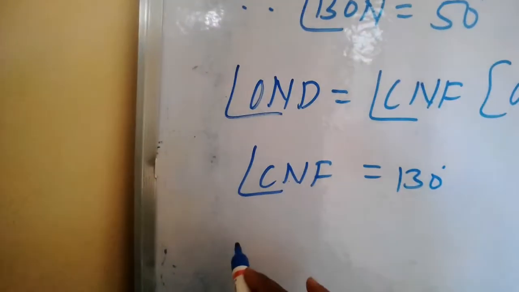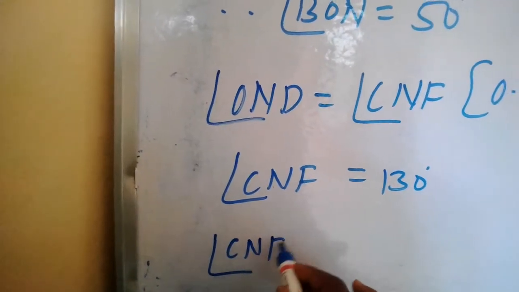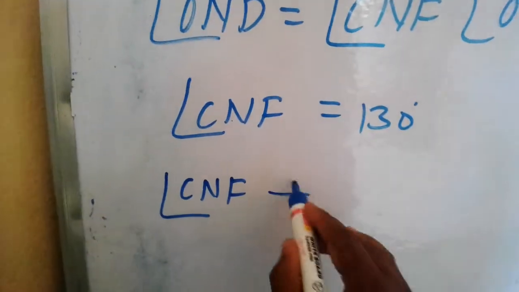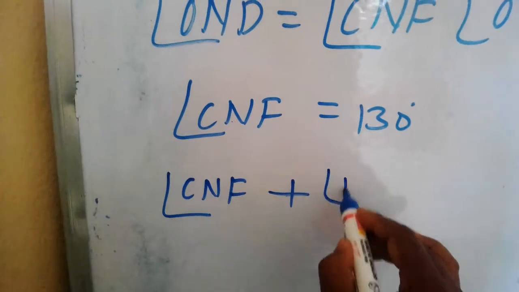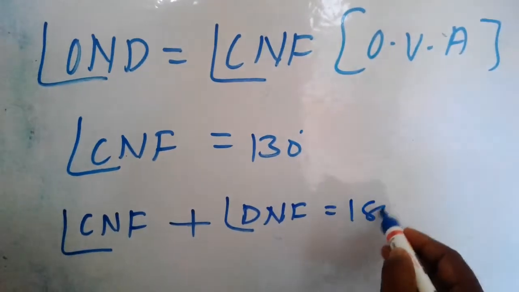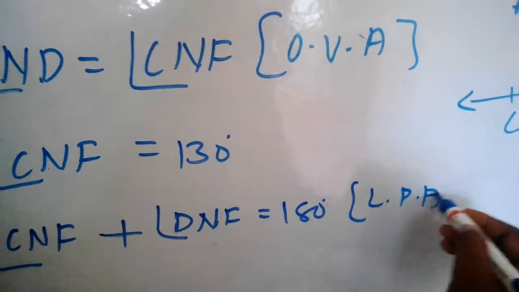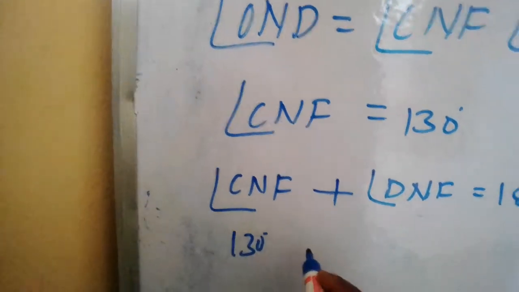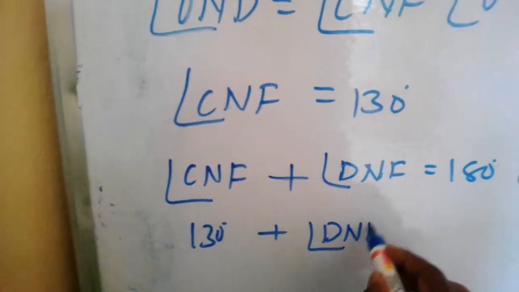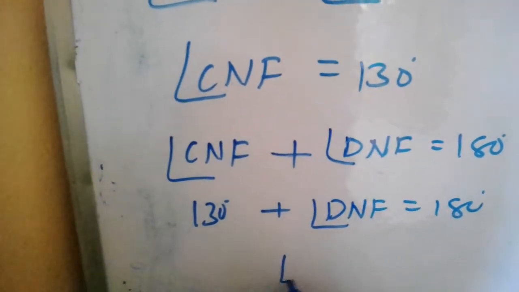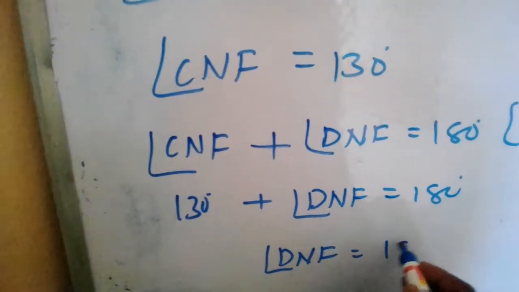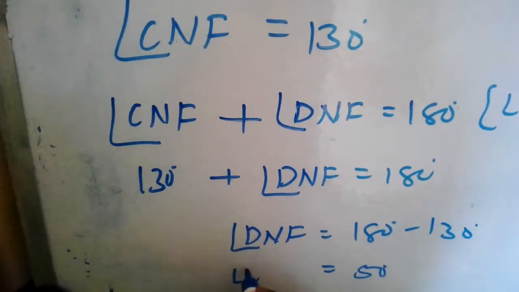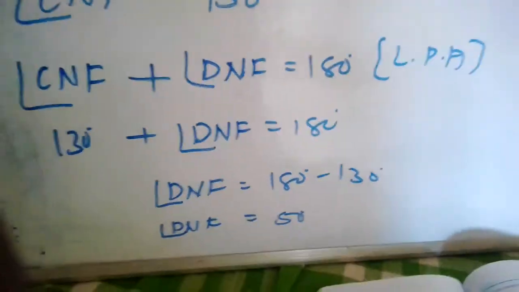Okay, so CNF plus DNF is equal to 180 degrees, linear pair of angles. We already knew that CNF is 130 degrees, so angle DNF is equal to 180 minus 130, that is equal to 50 degrees. Angle DNF equal to 50 degrees.